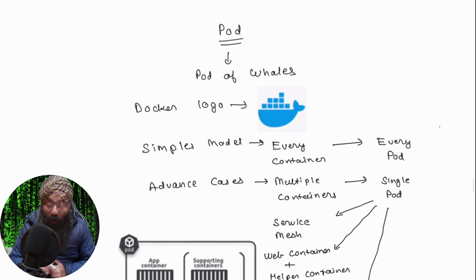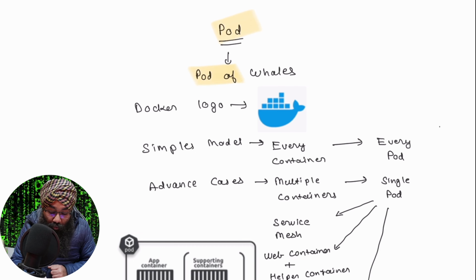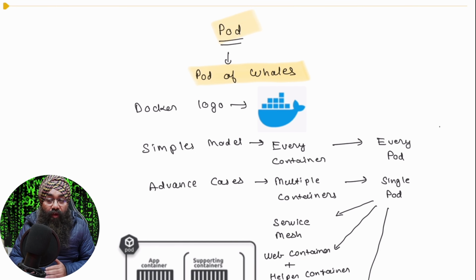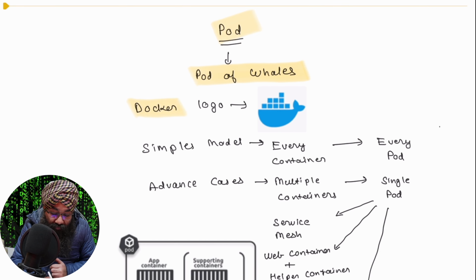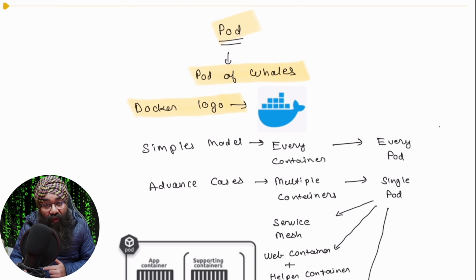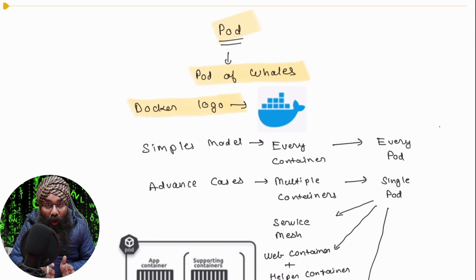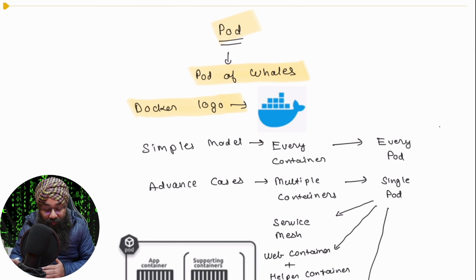So how did the name pod come about? Pod means a group of whales. In English we say a pod of whales. Okay. And you must have seen the Docker logo, it signifies a whale. So in a way, pod means a group of Docker containers, or any containers, a group of containers. That is why this name was chosen to signify a group.